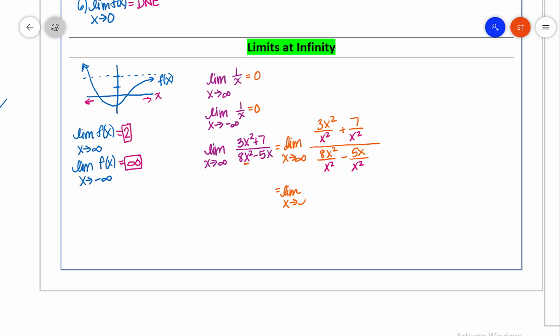Let's simplify each fraction. Separately, we've got 3 plus 7 over x squared over 8 minus 5 over x. Now remember that we're going to infinity, so as x gets larger and larger, when you have these little fractions, what happens to these fractions here? This is going to approach 0. And same thing here. As x gets larger and larger, because x is going to infinity, this fraction goes to 0. And so then we're just left with 3 over 8.